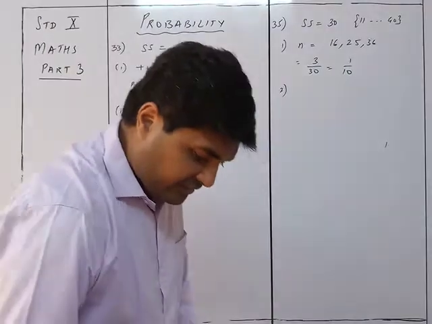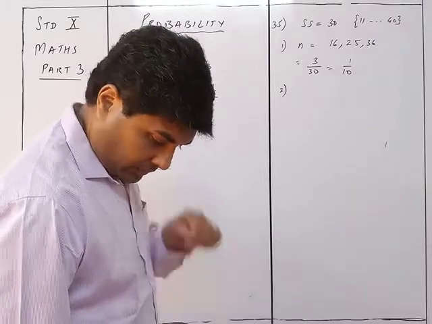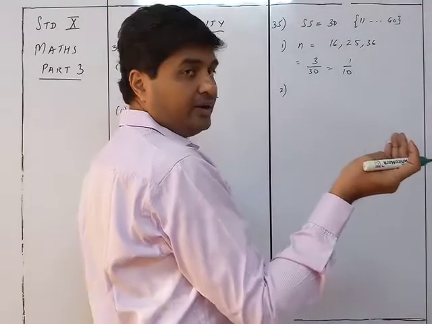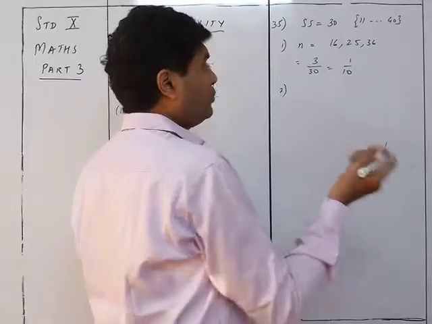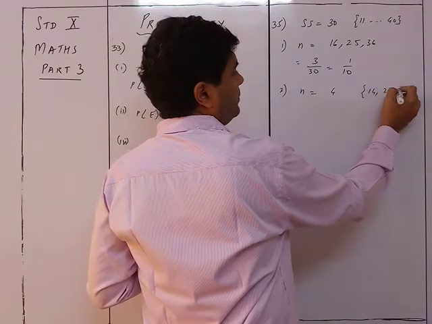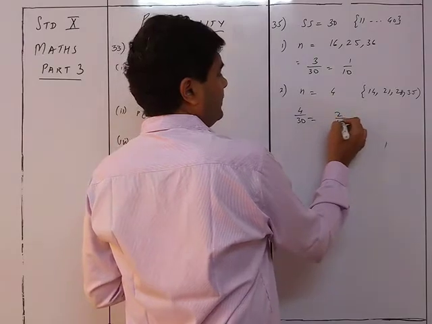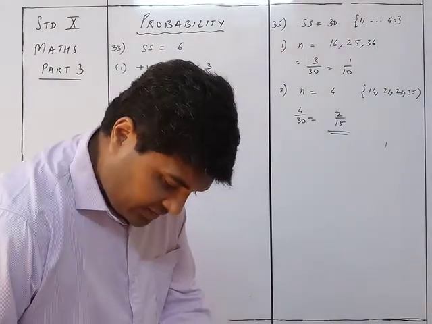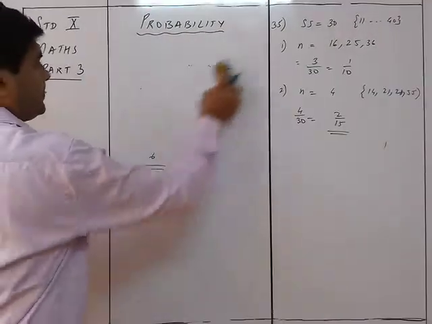So next is divisible by 7. Divisible by 7 will be 14, 21, 28 and then 35. So 4 numbers, n is equal to 4. So that is 4 upon 30, which is 2 upon 15. That's the answer for sum number 35. So the answers are 1 upon 10 and 2 upon 15. We move on to the last sum, that is sum number 37.